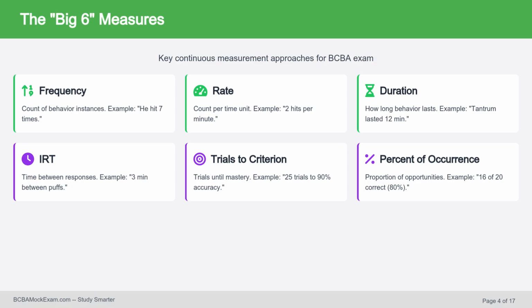For BCBA exam prep, you should clearly recognize the 6 major forms of continuous measurement: frequency, the count; rate, count per unit of time; duration, how long the behavior lasts; IRT, time between responses; trials to criterion, how many trials until mastery; and percent of occurrence, proportion of correct or target responses. These 6 measures form the foundation of measurement questions on the exam, and most scenarios can be quickly matched to one of these 6 if you know what question each measure answers.